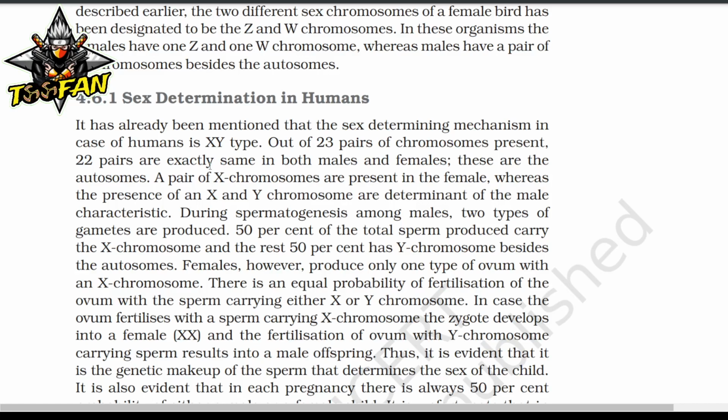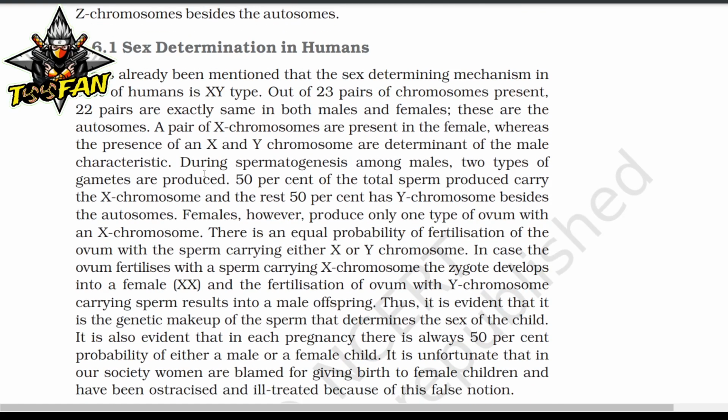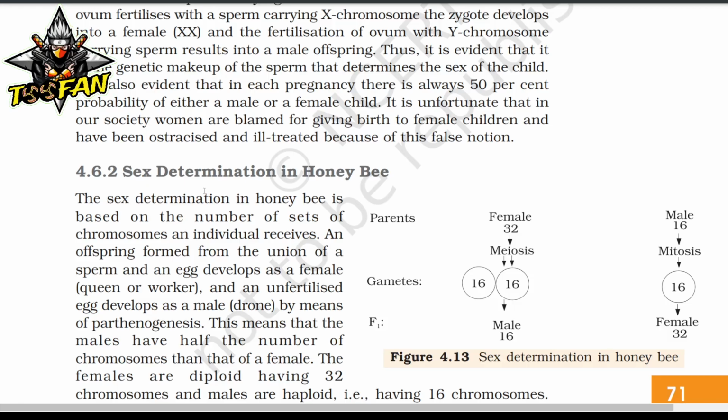Thus, it is evident that it is the genetic makeup of the sperm that determines the sex of the child, and it is also evident that in each pregnancy there is always a 50% probability of either a male or female. It is unfortunate that in society women are blamed for giving birth to female children, and are ostracized and ill treated because of this false notion.